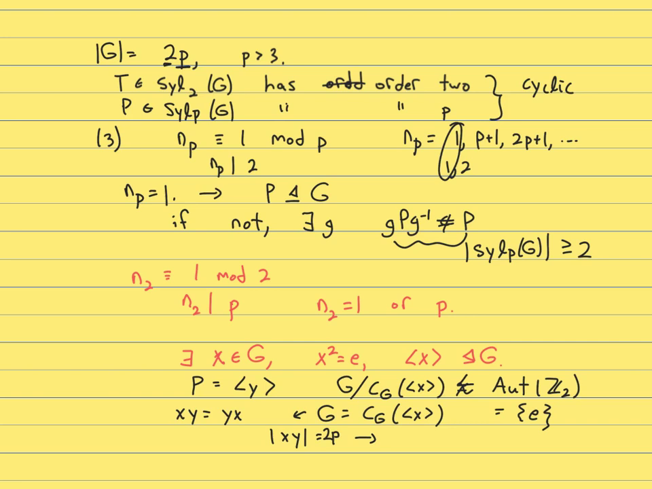And that means that we have an element of order 2 times p, which is the size of our group. That means that our group is just the cyclic group of size 2p.